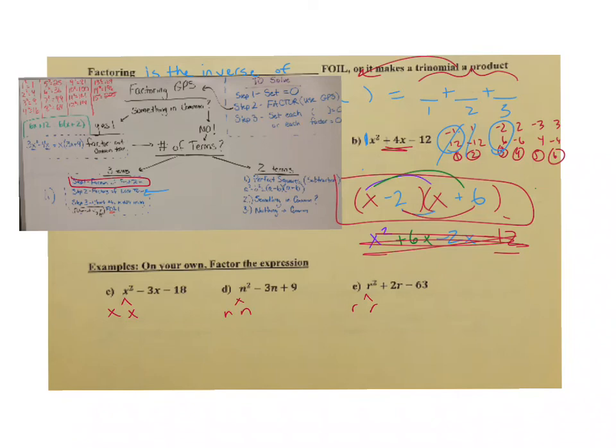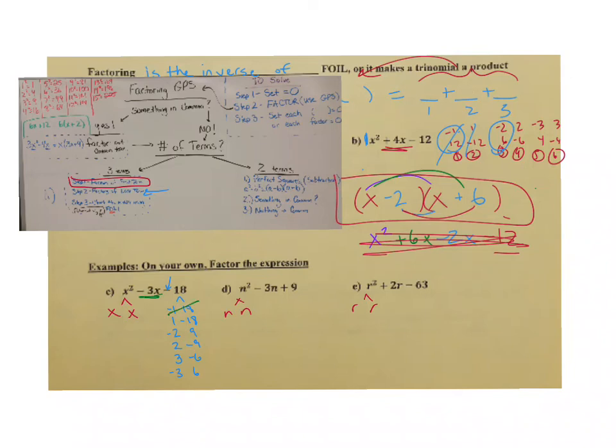Step 2, factors of the last term. Right? So how do I get negative 18? Notice it's a negative 18. So I have negative 1 and 18. I could also write down positive 1 and negative 18. I have negative 2 and 9. And I have 2 and negative 9. I have 3 and negative 6. And negative 3 and 6. All those are options. I want the one option that's going to give me negative 3 in the middle.